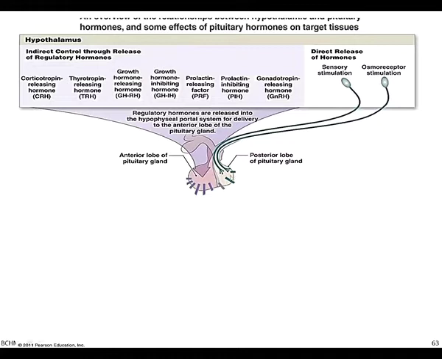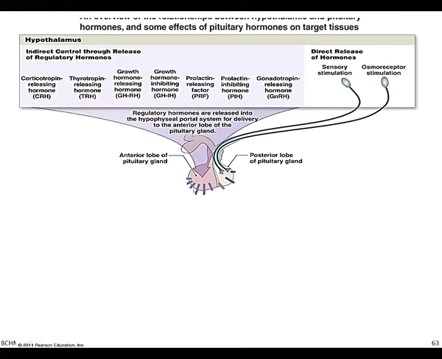While the posterior lobe of the pituitary gland is mainly an extension of the hypothalamic neurons. And as we said before, it has a direct hormone release through axons carrying sensory stimulation and osmoreceptor stimulation to the posterior lobe.